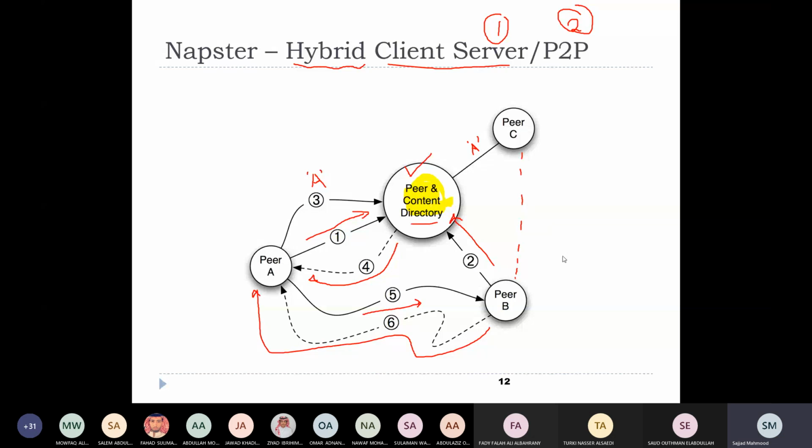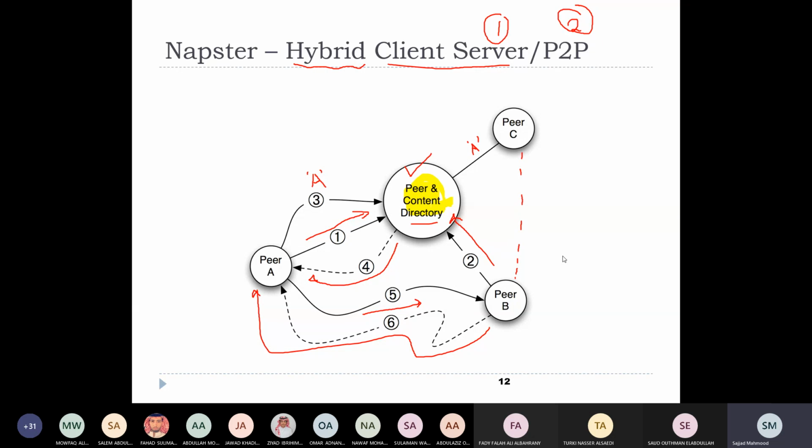Now, why is it client server and P2P? Where is the client server part here? In Napster, all clients are connected to one server. Exactly, which is called the content directory. And where is the P2P part here? When A connected to B to get the song. Exactly, spot on.